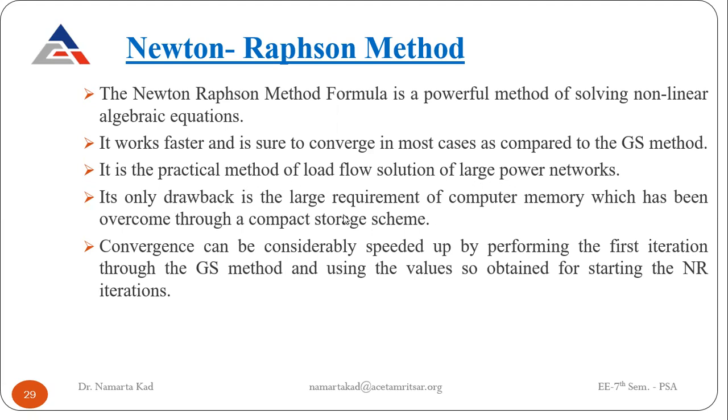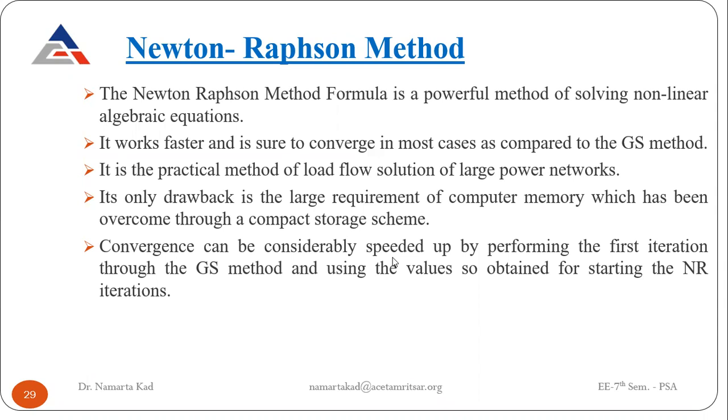Its only drawback is the large requirement of computer memory, which has been overcome through a compact storage scheme. Large computer memory is required because lots of equations are involved in this method. As we have seen, in the Gauss-Seidel method there is just a single equation for the voltage. But in the case of the Newton-Raphson method, there are lots of steps involved before getting the final result. That's why there is a large requirement of computer memory.